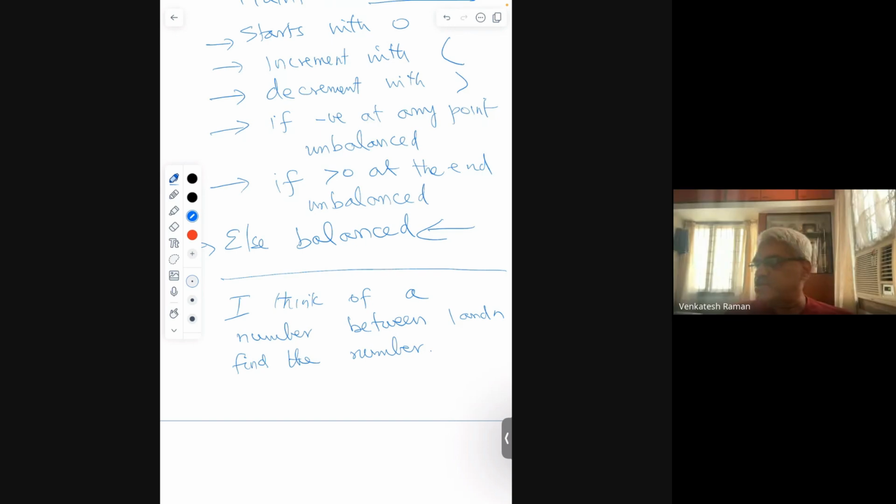Because it's standard binary search. If I'm thinking of a number between 1 and 1000, you ask, is it less than or equal to 500? If I say yes, you ask, is it less than or equal to 250? Otherwise, you go to, is it less than or equal to 750? And then you do this binary search, so you're reducing the range by a factor of 2 all the time. So it will be log of n.